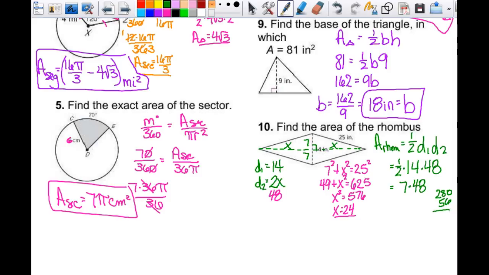Okay, so the area of the rhombus is 336 inches squared. That would take you a whole lot longer than what I just did if you don't know your multiplication facts and you don't know your perfect squares. Those are things that help you along the way.